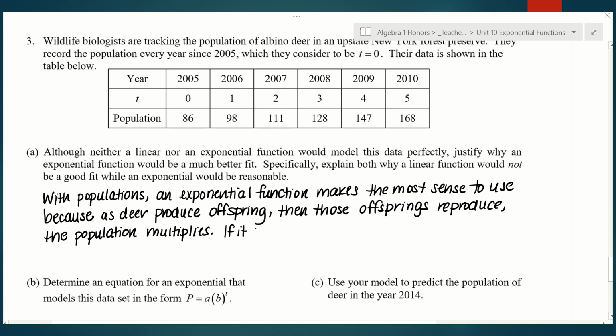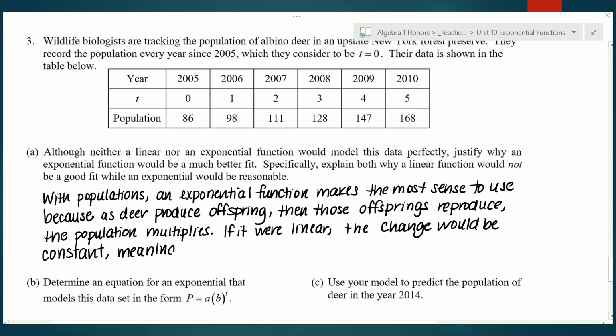So if it were linear, the change would be constant, meaning only the newest deer would reproduce. And actually, it doesn't even have to be the newest deer. It could be the original 2 deer, right? Any one pair, which we know is not the case.